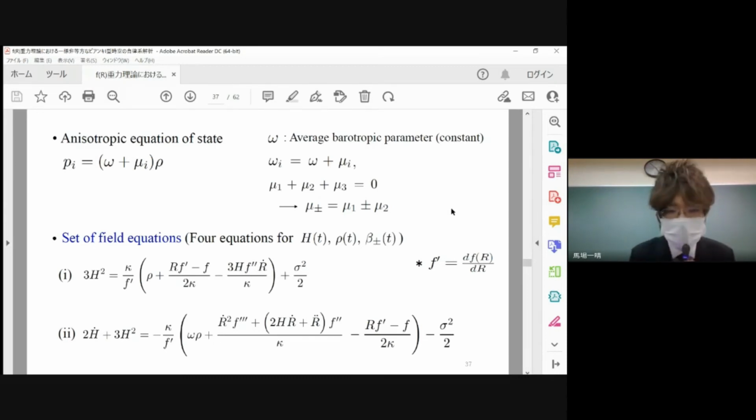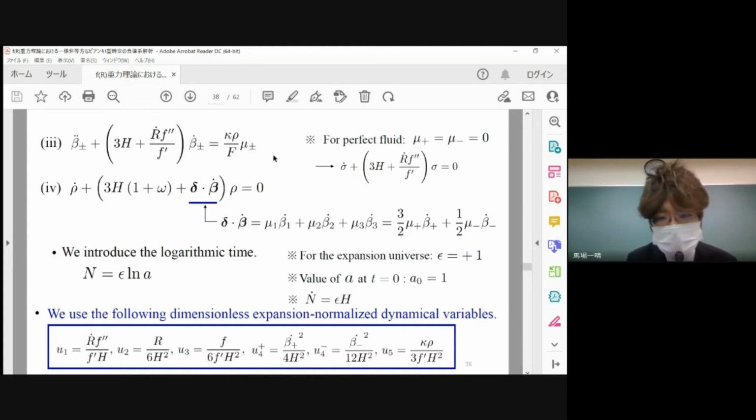In this theory, we have the following set of field equations for H, rho, and beta plus and minus. Here, beta are quantities describing the anisotropies of the universe. The first two are the ordinary Friedmann equations. The third is an equation for the anisotropy. The fourth is the ordinary continuity equation. If beta is exactly zero, namely for a perfect fluid, we have this ordinary form.